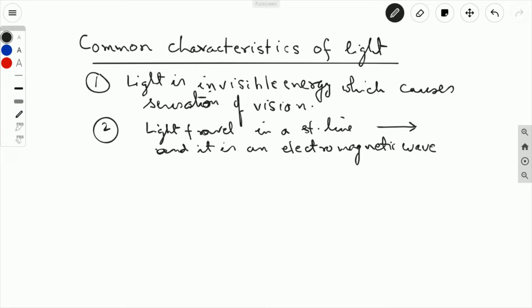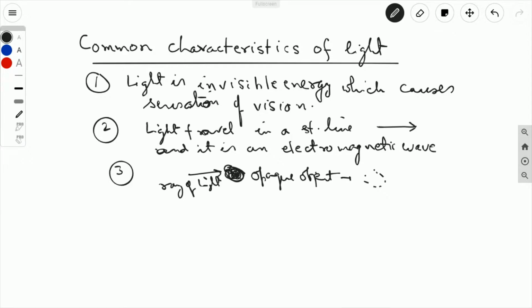Then the third characteristic is that when rays of light are obstructed by an opaque object, suppose this is an opaque object and this is the ray of light, then it forms a shadow. So when the rays of light are obstructed by an opaque object, it forms the shadow.